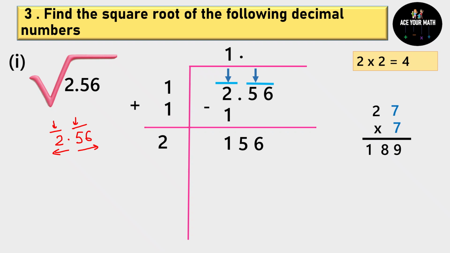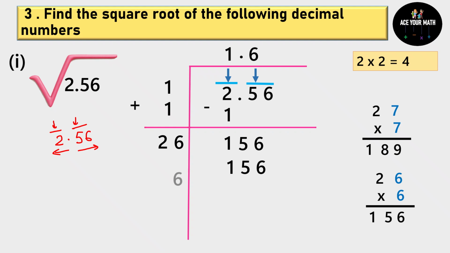Okay, let's say you tried 7. So 27 sevens will give you 189. And 189 is greater than 156. So you will try one number lower. So 26, 6s are 156. See, our required number is 156 only. Sorry, the required number is 6 only. It means you will write 6 at the top and 6 at the side.